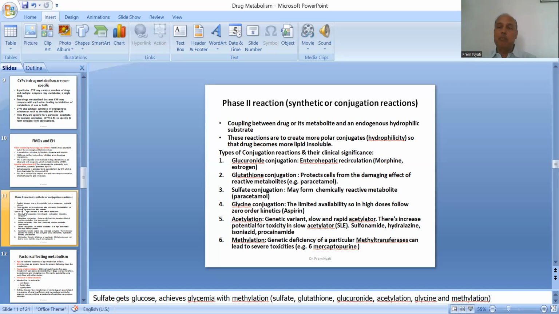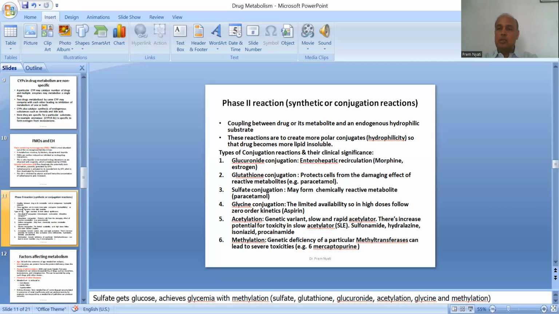Acetylation, drug may get acetylated. There are two types of genetic variants, slow and rapid acetylator. There is increased potential for toxicity in slow acetylator. That could be SLE, systemic lupus erythematosus. So SLE could be observed in the slow acetylator of sulfonamide, hydralazine, isoniazid, procainamide.